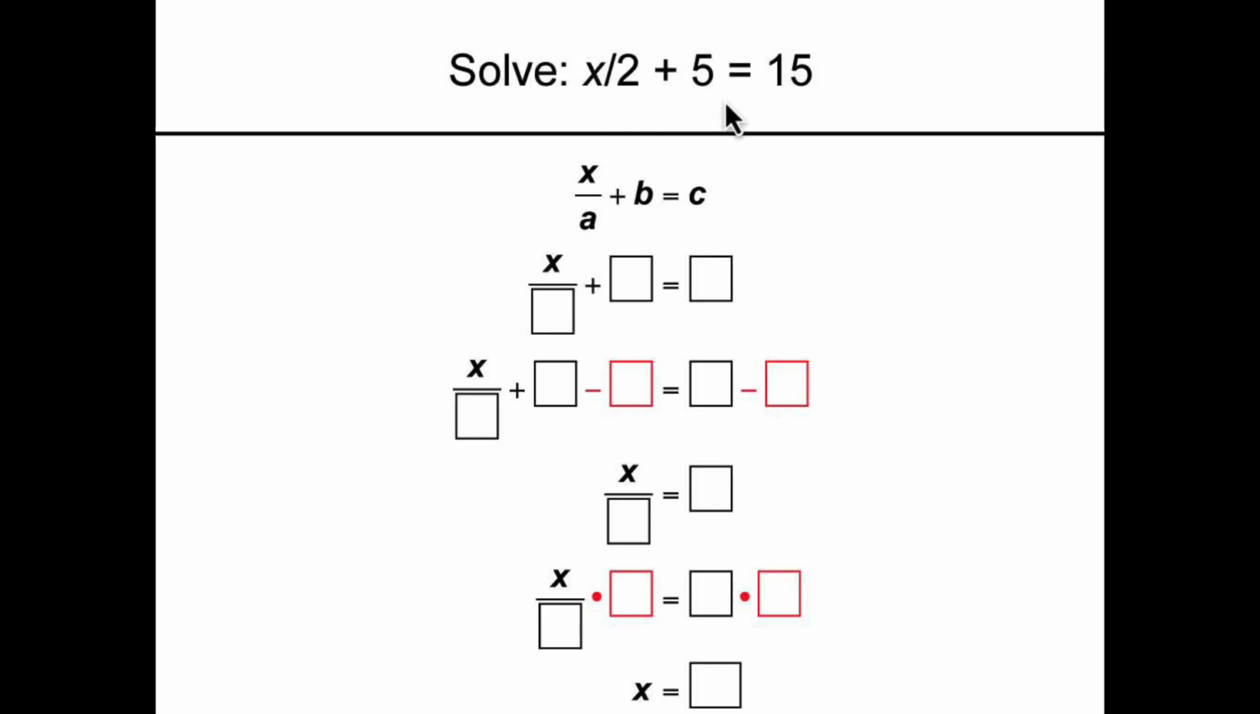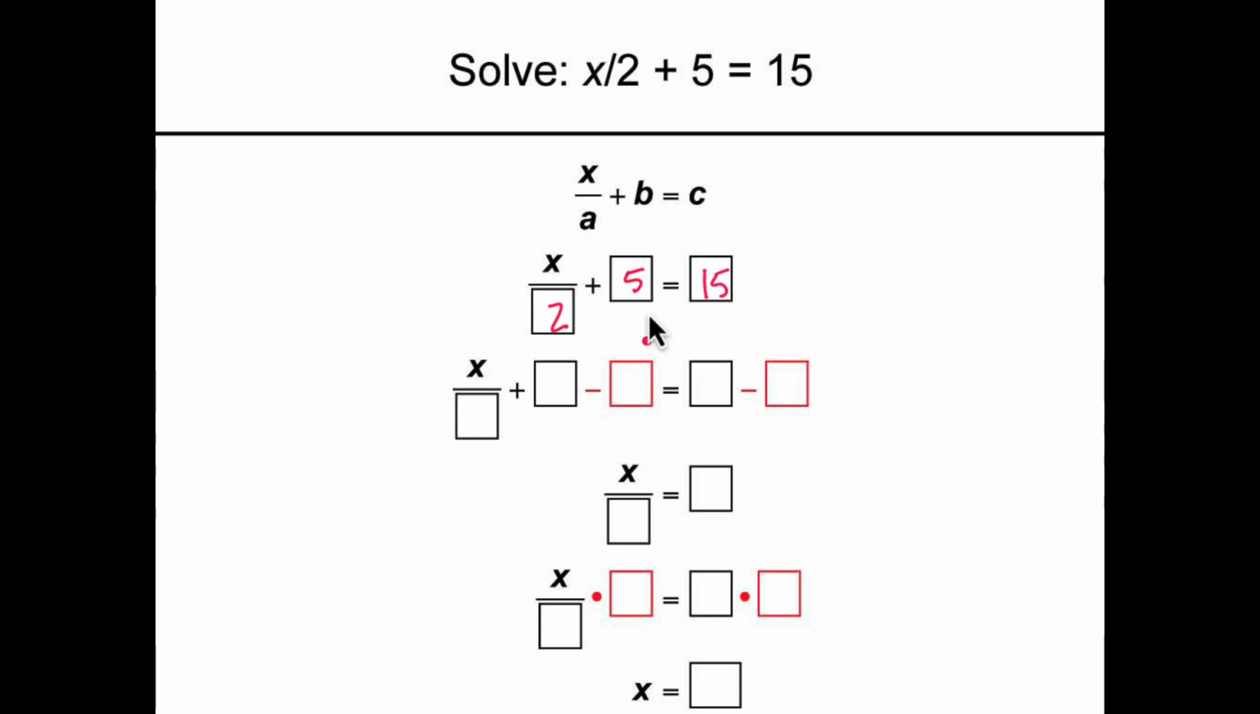Solve this two-step equation. It's a two-step equation because it involves two operations: division, shown here, and addition, shown here. Let's take this equation and plug it into this template. So we get x divided by 2 plus 5 equals 15.